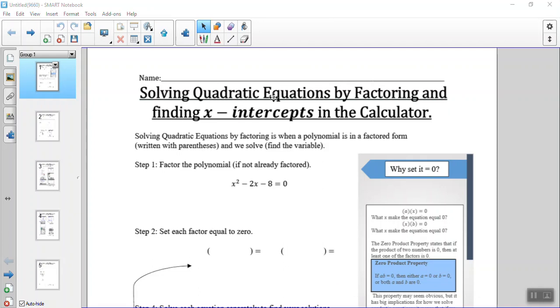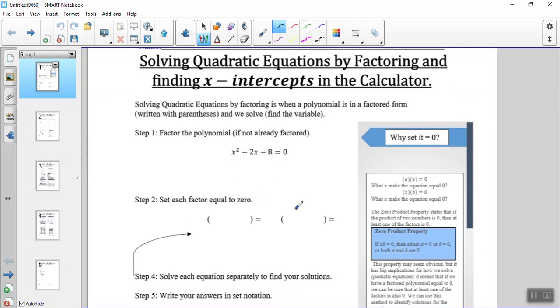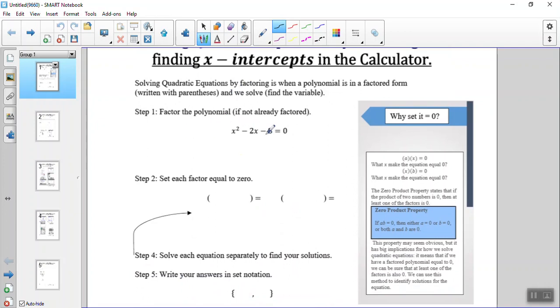So these are the other two ways to solve the equations. All right, so the first one, solving quadratic equations by factoring. Our first step is to factor the polynomial, if it's not already factored. So we have here x squared minus 2x minus 8, and I believe in lesson 2 you learned how to factor.